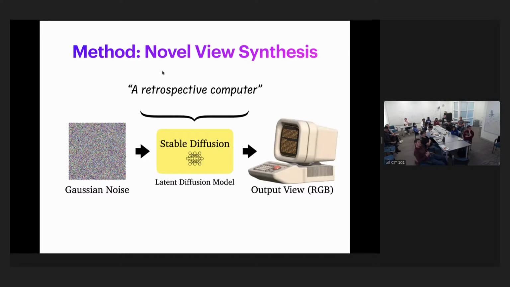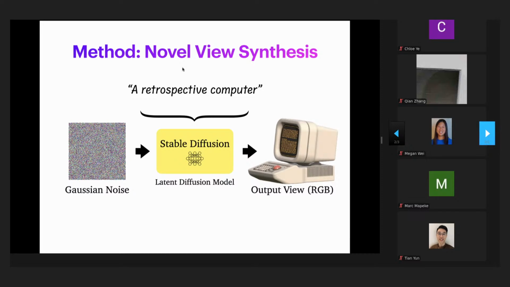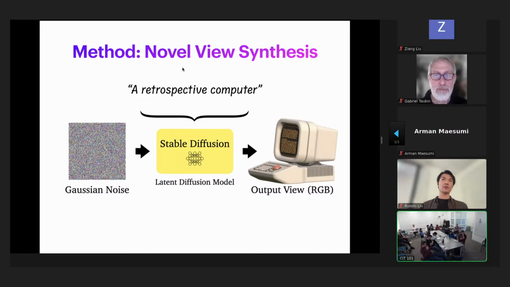And we start with Stable Diffusion, which is a pre-trained text-to-image generative model. I'm sure many of you are familiar with it today. Basically, the way it works is, given a prompt like a retrospective computer, the latent diffusion model samples from a Gaussian noise and gradually denoises it to generate an image that corresponds to the text prompt.